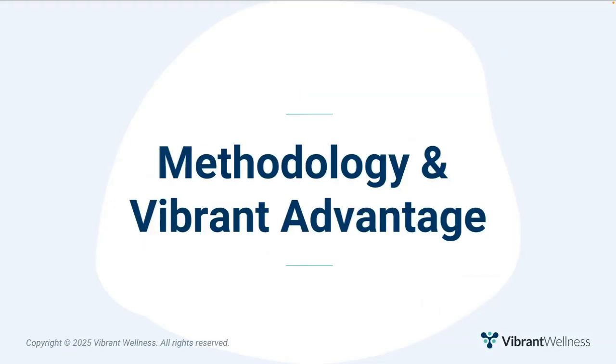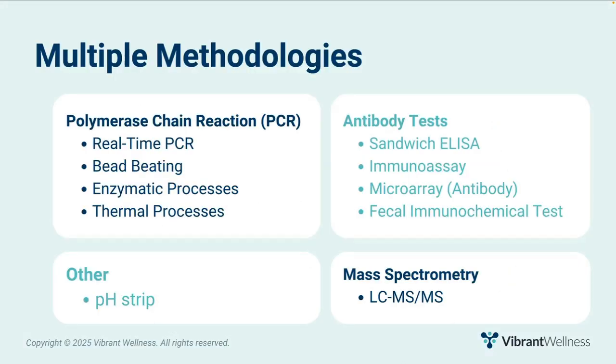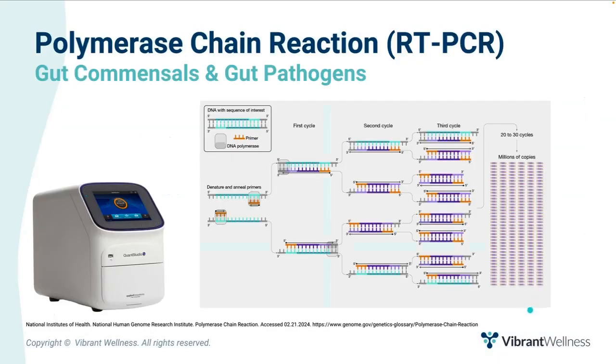Now, let's talk about methodology and the Vibrant Advantage. Vibrant's Gut Zoomer utilizes multiple methodologies, including real-time polymerase chain reaction, antibody tests like sandwich ELISA, immunoassay, microarray, and the fecal immunochemical test, also mass spectrometry, specifically LC-MS for small molecules, and other tests like a pH strip to measure stool acidity.